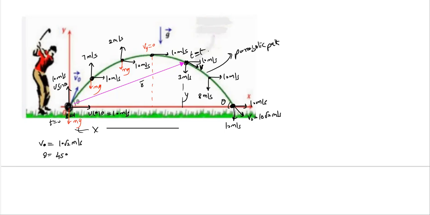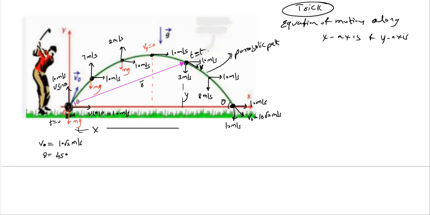Hoping everyone is able to understand. A lot of examples are given: you take a stone and throw it, or kick the football or the golf ball. All these are general examples of projectile motion. What we are doing is applying equations of motion along the x-axis and y-axis. This is a trick for problem solving. For all our problem solving, we'll be using this: applying equations of motion along x and along y axis.